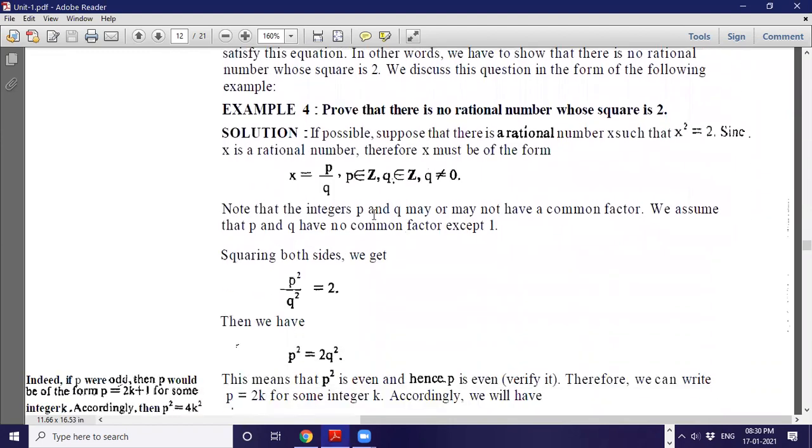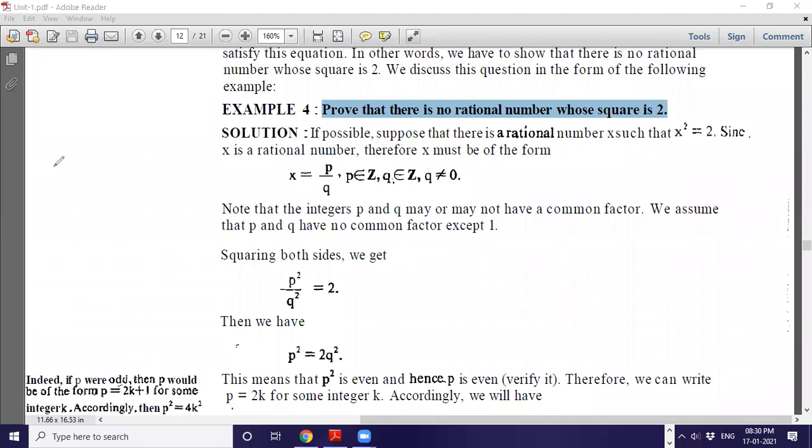Now let's come to one question. Prove that there is no rational number whose square is 2. You need to prove that we don't have any rational number whose square is 2. Now we always try to prove this thing by assuming the given fact is false. Suppose there is a rational number whose square is 2. Then we try to prove that that is wrong, so our assumption is wrong, and the given fact is true.